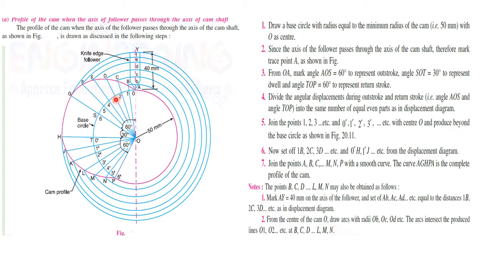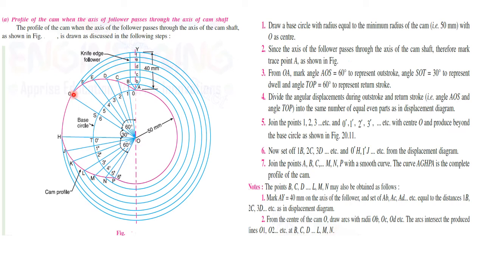When we extend the lines O1, O2, O3, O4, O5, O6, those lines cut consecutively: line OB cuts at B, the circle passing through B; OC cuts at C, that circle passing through C; OD cuts at D, and that circle passing through D.